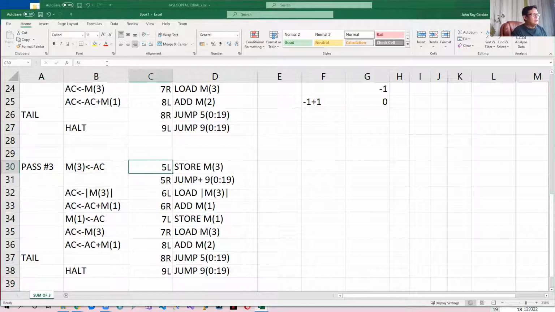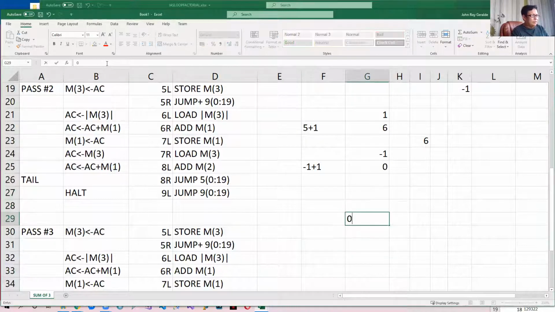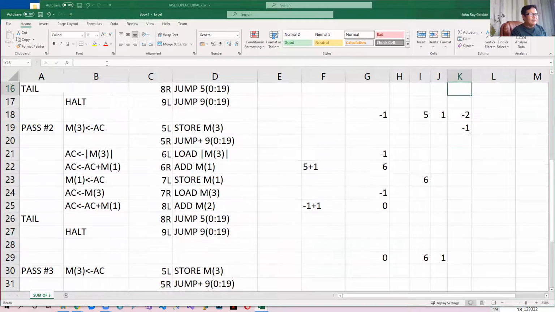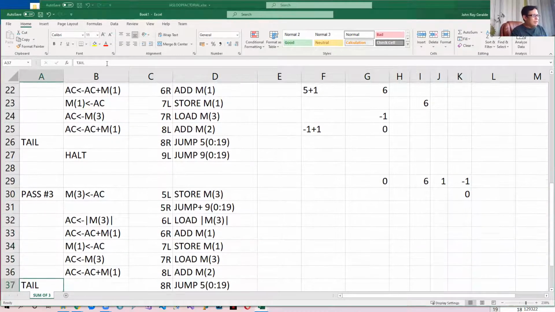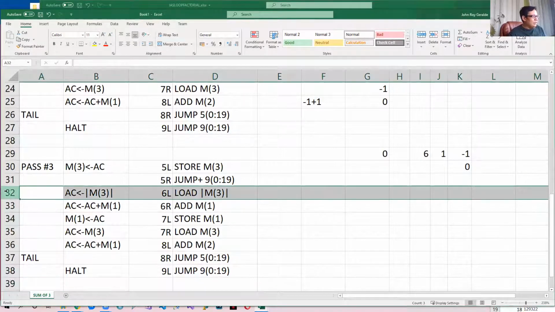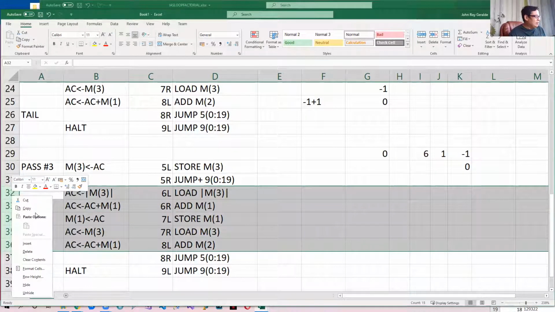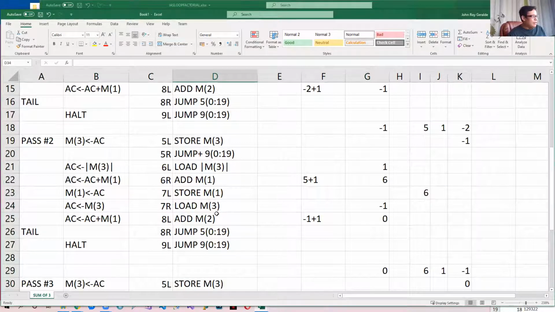Okay, do you follow? So store, this is what's the value of our accumulator. This is 0. This is 6. This is 1. What's the previous value of this? This is a -1. Okay. So we store M3, so this becomes a 0. And we do a jump plus 9, so we go to 9 right away. We'll go to the tail. We'll delete this. Okay. Do you follow? Okay. Any questions so far?